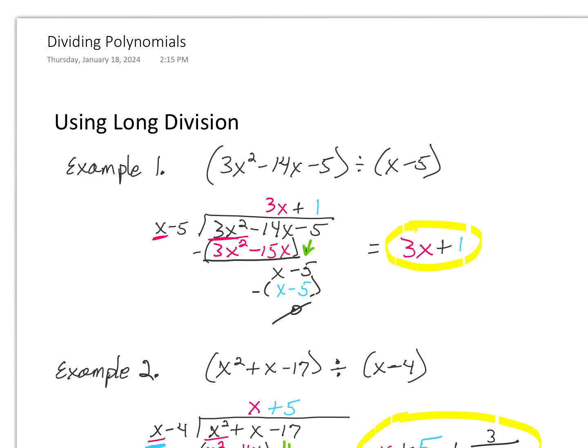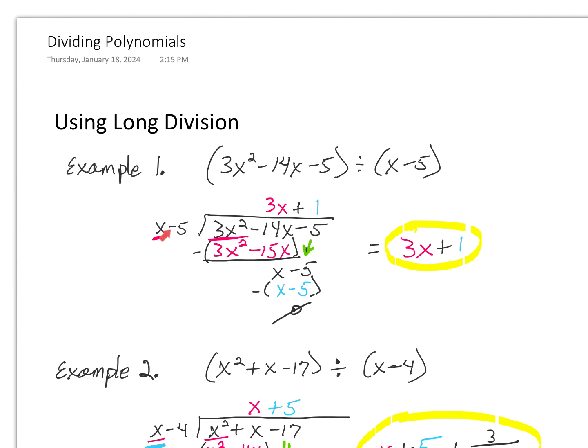Okay, in this quick video, I'm going to take a look at the notes that we did in class over using long division for dividing polynomials. So example 1, we have 3x squared minus 14x minus 5 divided by x minus 5. So this trinomial divided by this binomial. All right, so the x minus 5 is our divisor, and then the 3x squared minus 14x minus 5 is our dividend, so this is how we set that up.